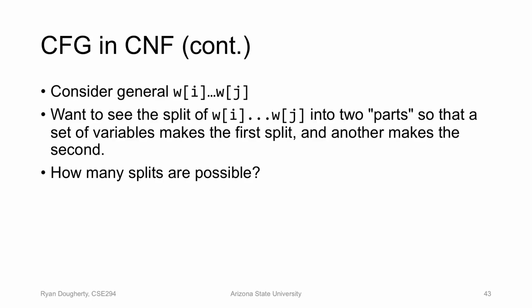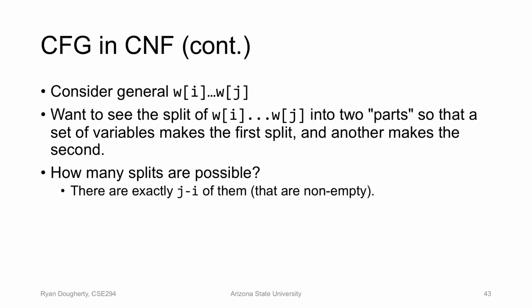Maybe we can consider the first split could be A makes the very first character and B makes the rest of it up to wj, or maybe A makes a lot of it and B makes little. We have many possible choices to choose here. So how many splits are possible for a string from wi up to wj? It's j minus i. It's exactly that. Yep. Because we want non-empty here, but it's a minor point.